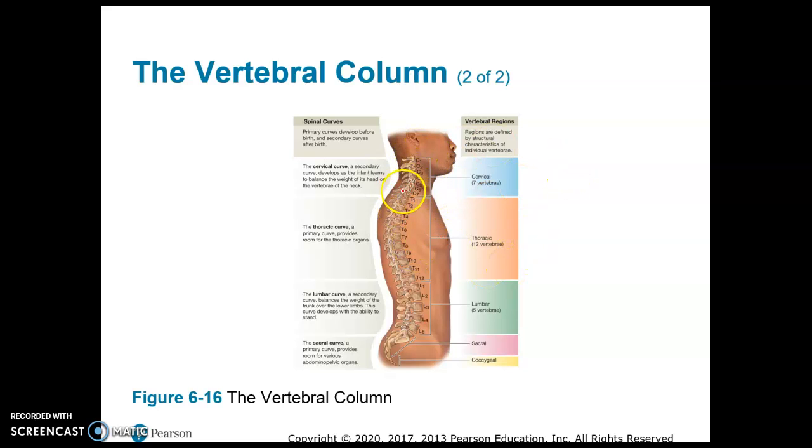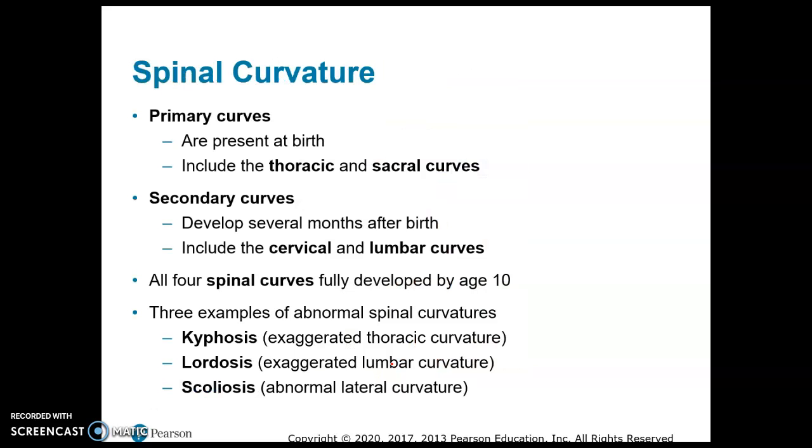C1 through C7, the vertebrae in your neck, and then the thoracic vertebrae in your chest, and then the lumbar vertebrae. And they kind of curve in a different direction. The cervical vertebrae curve more toward your ventral region or anteriorly, and then the thoracic has a posterior curve, and the lumbar has more of a ventral curve again, and then the sacrum curves posteriorly again. So there are a few that are important.